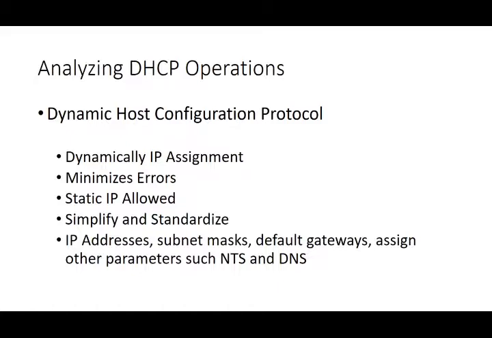DHCP not only dynamically assigns IP addresses, subnet masks, and default gateways, it can also assign other parameters such as network time server and domain name server. DHCP uses UDP as the transport, with UDP port 67 from the client side, and the server uses UDP port 68 when a DHCP client requests an IP address.